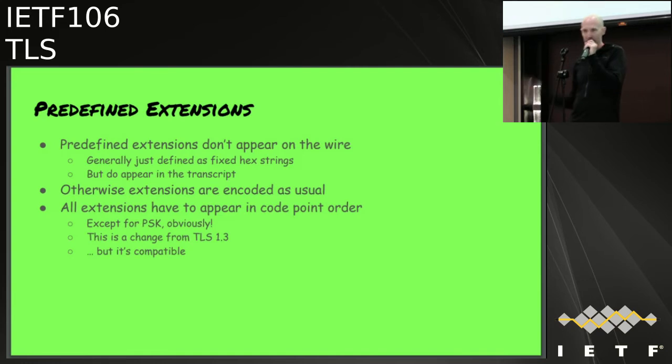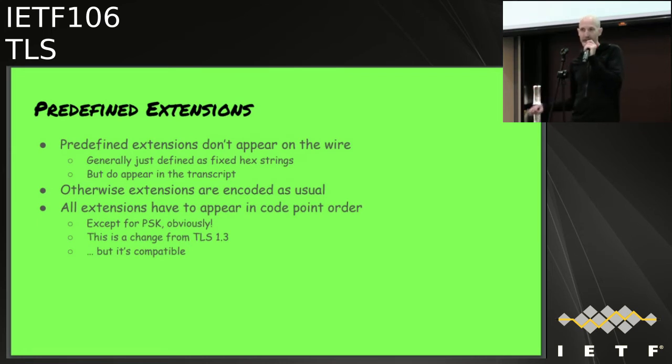The extensions do appear in the transcript, as I say. This allows you to have other extensions which are encoded as usual, which aren't the predefined ones. They just pop in normally. In order to make the compression and decompression work properly, we require the extensions to appear in code point order, which is a change from 1.3, but a compatible change. You're always allowed to do this except for PSK, and PSK just has to be at the end. If I recall, Quic had this property too, though it didn't have PSK.